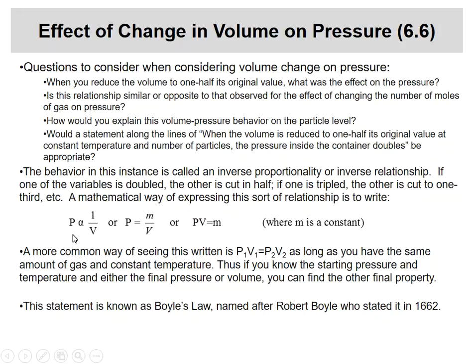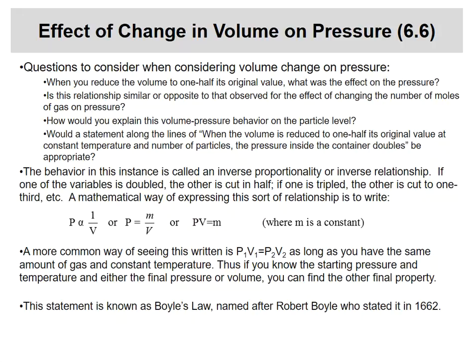So we can write it like we did before, but now we'll say that the pressure is proportional to 1 over V. Notice that when my volume got cut in half, my pressure doubled. 1 divided by 1/2 is 2. We can also write an equality where M is a constant, or you can rearrange that and say PV is equal to M. We'll see that one coming up later on. You'll see this one written very often: PV equals M, a constant.